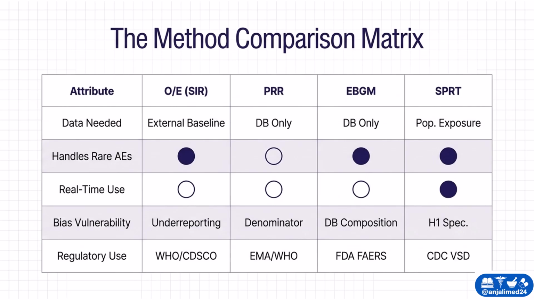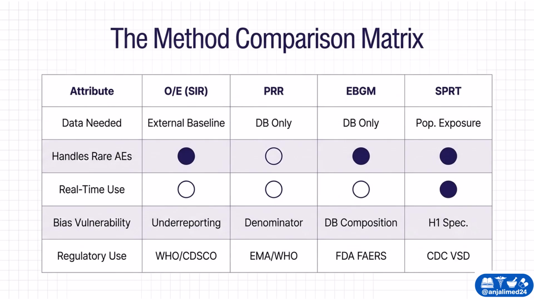Every statistical method has potential weaknesses. O over E analysis can be affected by underreporting because passive surveillance systems may not capture all adverse events. PRR is sensitive to denominator distortion, meaning the composition of the database itself can influence the signal strength. EBGM can also be affected by database composition, although Bayesian adjustment helps to reduce the instability. SPRT depends heavily on the assumptions built into the hypothesis model and threshold specification. Incorrect assumptions may influence signal detection performance.